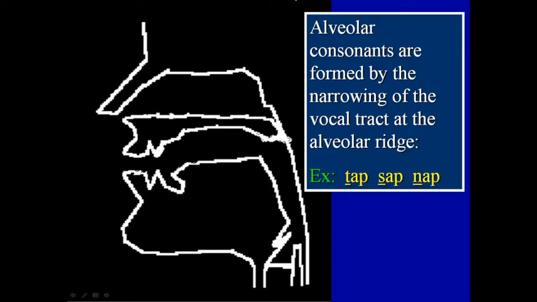Now, t, s, and n in tap, sap, and nap, these are called alveolar consonants because we raise the blade of the tongue towards our alveolar ridge. That's why these sounds t, s, n are called alveolar sounds or alveolar consonants. Okay, this is what happens in here.